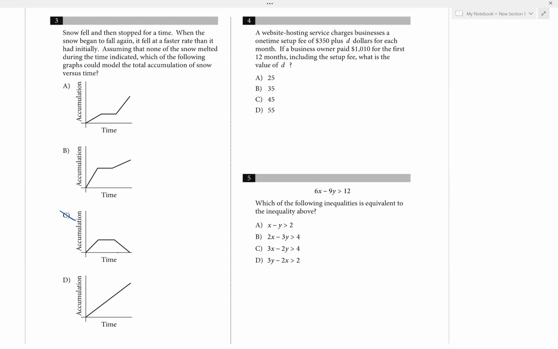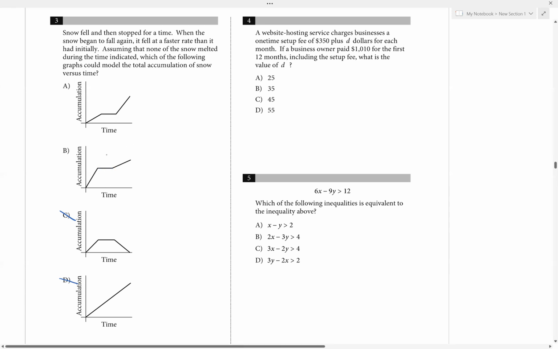And also, it says snow fell, right? And then it stopped for a certain amount of time, and then it fell again. Okay, so during the time the snow stopped, we don't have more snow accumulation there, right? So during that period, we should have a flat line, right? So it's not always increasing. We should have a flat line in the middle, and then the snow goes up again. So we can eliminate D, so it's not a whole straight line. Right, so the shape of the graph should be either A or B. Right, so we go up and then it stays flat for a little bit, and then goes up again.